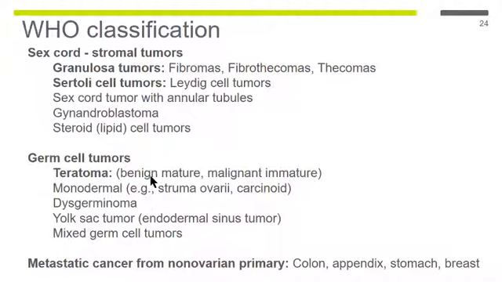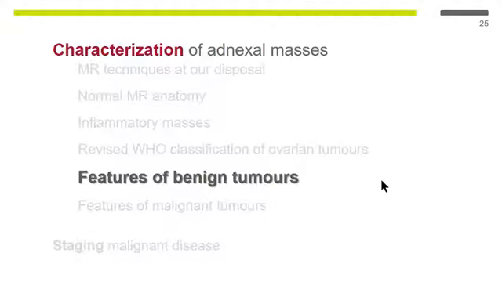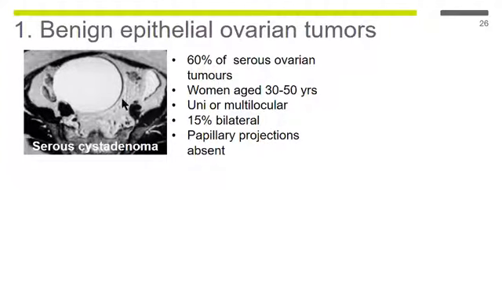The other two, which I said are less common, the sex cord-stromal tumors are solid, and the germ cell tumors are solid. And they also come in benign and malignant varieties. You don't have to remember all these. You can look them up anytime, but just remember the three main categories: epithelial, sex cord-stromal, germ cell. And of course, you can get metastases to the ovary. So I'm going to deal with those three categories in the benign and malignant classes. And to start with the benign, the epithelial benign ovarian tumors are the commonest.